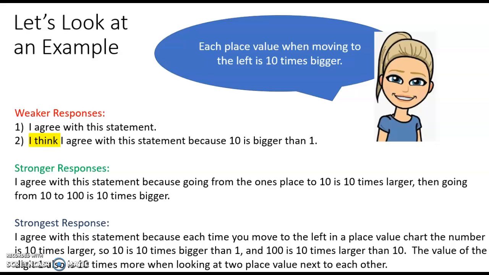I agree with this statement because each time you move to the left in a place value chart, the number is 10 times larger. So 10 is 10 times bigger than 1, and 100 is 10 times larger than 10. The value of the digit 1 is also 10 times more when looking at 2 place values next to each other.